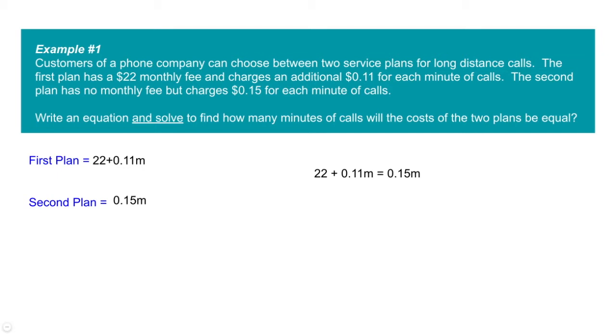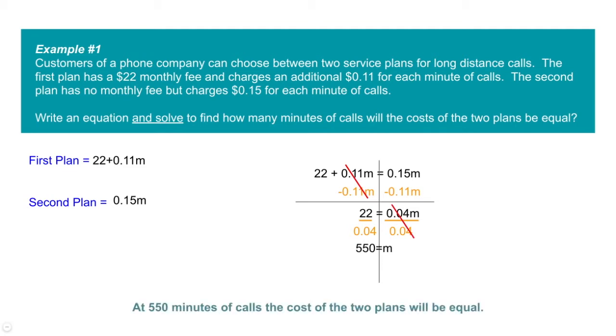So I'm going to start by bringing the variables to one side. I'm going to subtract 11m from both sides. Bring down my 22. So I have 22 equals 0.04m, and then divide both sides by 0.04, which means at 550 minutes of calls, the cost of the two plans will be equal.